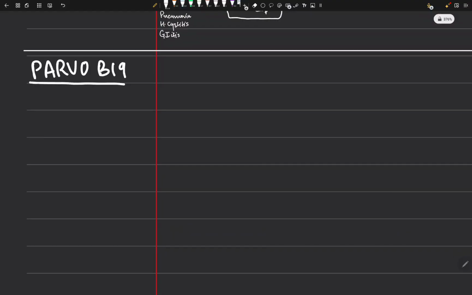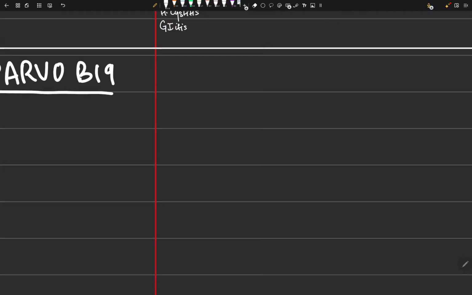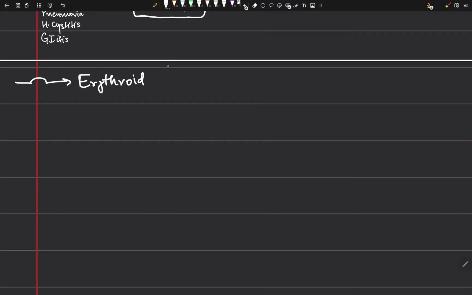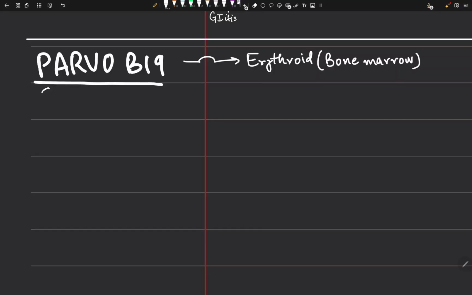Its favorite target is erythroid precursors in the bone marrow, so I'm going to write that down: erythroid cells, precursors. Of course they are present in bone marrow. Now I'm going to give you the reason. It's a single-stranded DNA virus, linear. I've got to write that L.